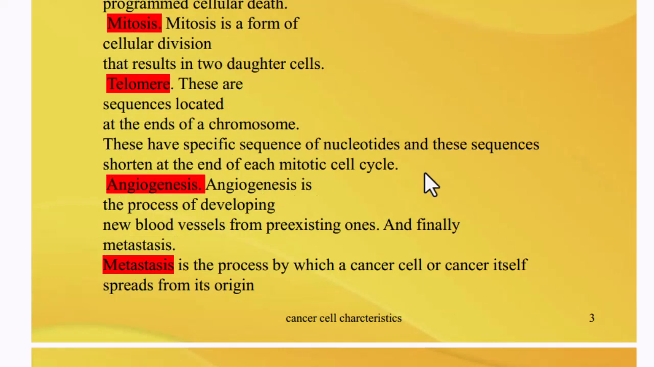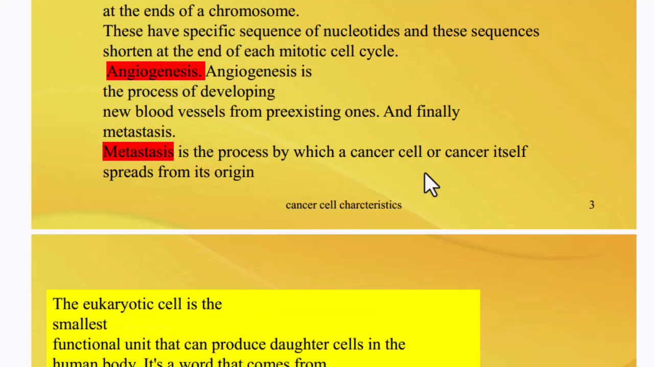Telomeres are sequences located at the end of the chromosome. They have a specific sequence of nucleotides, and this sequence shortens at the end of each mitotic cell cycle. Angiogenesis is the process of developing new blood vessels from pre-existing ones, and finally metastasis, a process by which a cancer cell or cancer itself spreads from its origin.